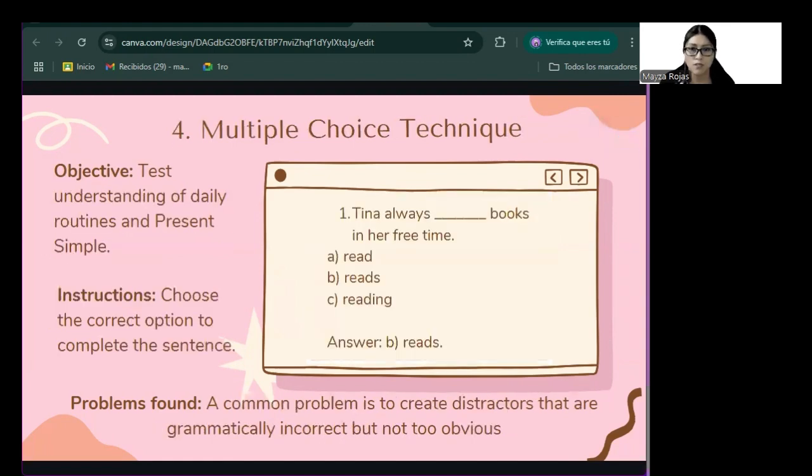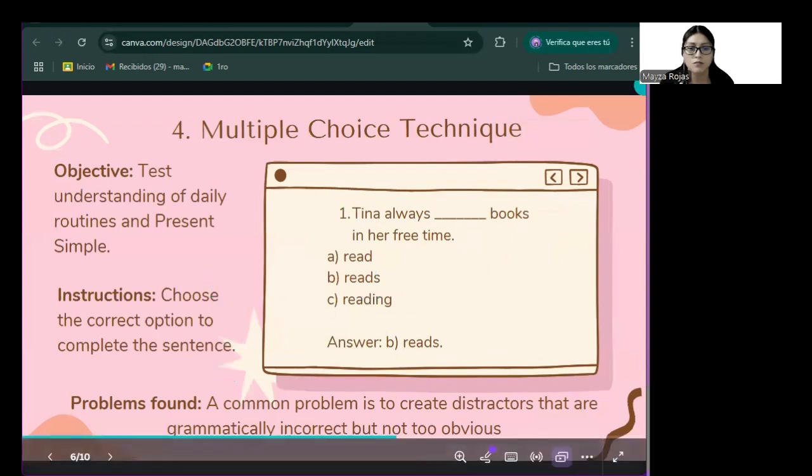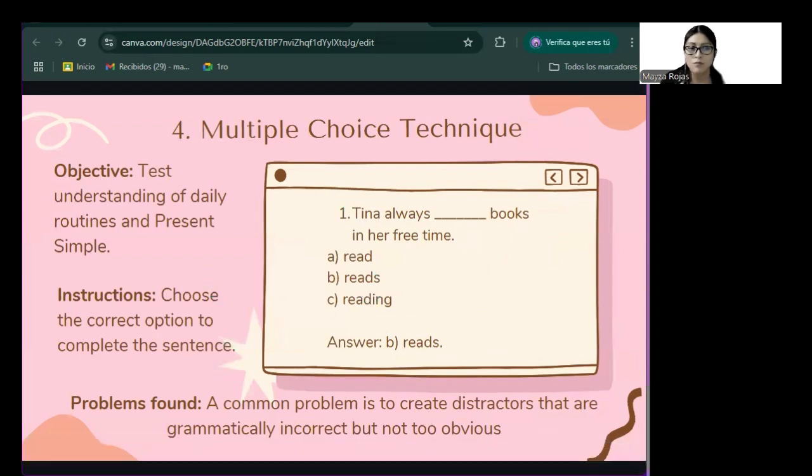And the fourth one is multiple choice. So this is one of the most common techniques to test comprehension and grammar. For example, we have "Tina always", and we have alternatives here, and they have to choose the correct answer, like the instruction says. And the problem found was creating structures that are grammatically incorrect, but not too obvious.